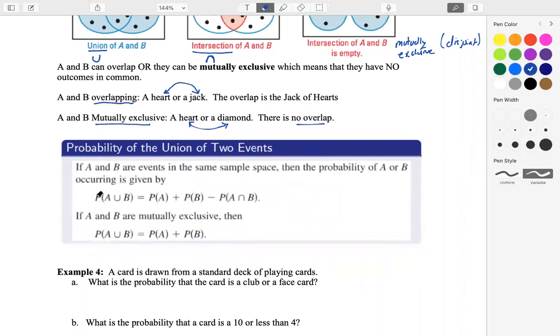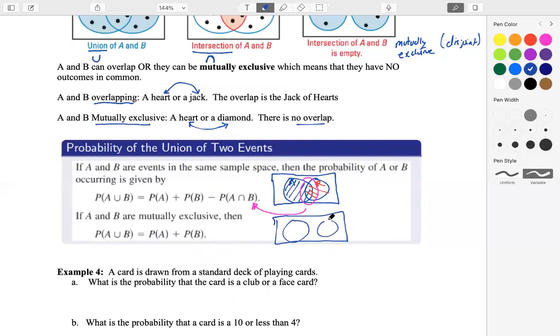If things overlap, the probability of A or B occurring is equal to the sum of the two probabilities minus the intersection. And the reason you do that is because when you have an overlap and you start adding, so here's event A, and you start adding event A, and then we go to event B, and you start adding event B. Did you see what I just did there? I double counted that intersection. So to fix this, I subtract one of those intersections. Now, if there's no overlap, you don't have to worry about an intersection because you just add these both together and that is your union.